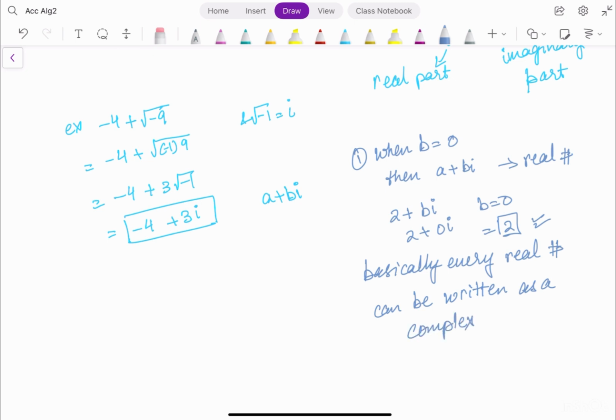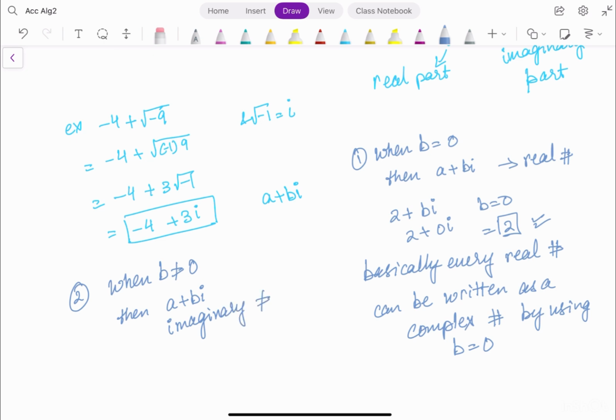Now what will happen if b is not equal to 0? If b is not equal to 0, then it's nothing but your imaginary standard form. So when b is not equal to 0, I can write it as a plus bi, which is nothing but your imaginary standard form.